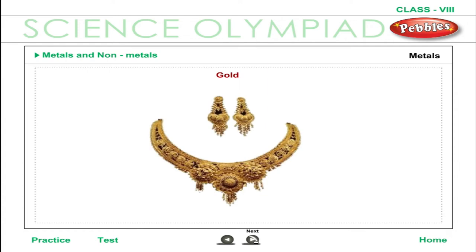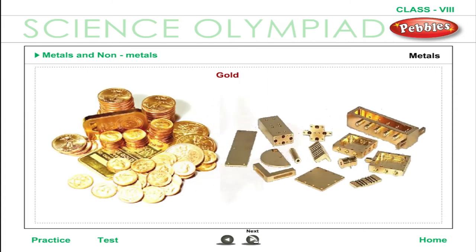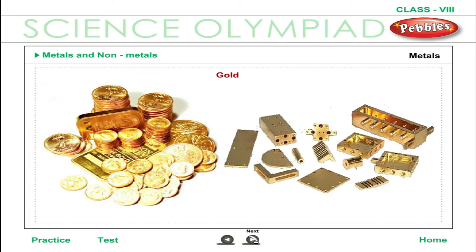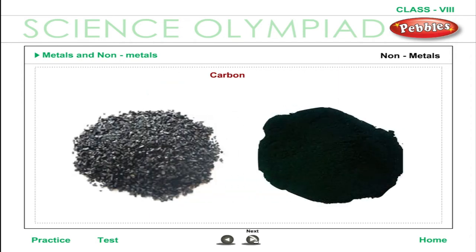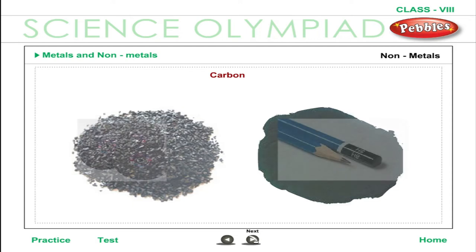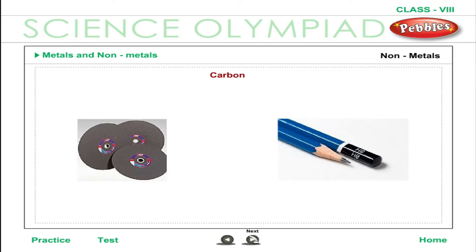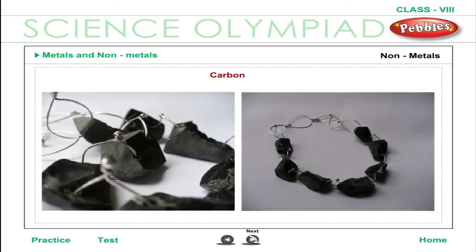Gold. Gold is used for making jewelry, plating metals and medicines. The purity of gold is measured in carats. Pure gold is 24 carat. Uses of non-metals. Carbon. Both graphite and diamond are allotropic forms of carbon. Graphite is used to make the lead of pencil and crucibles. Diamond is used to make tools for cutting and grinding glass and rocks. It is also used in jewelry.